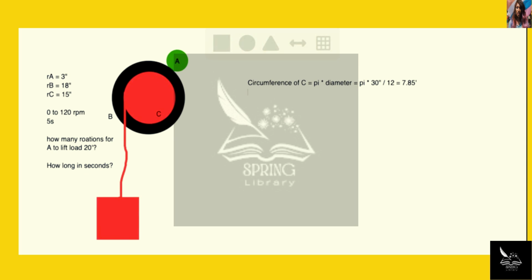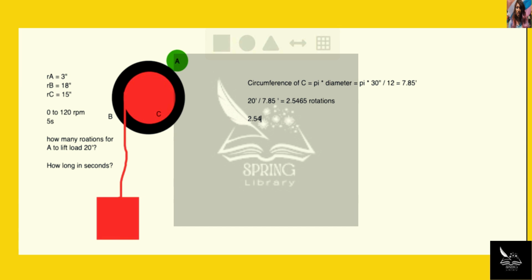How many rotations does C need to turn? Well, we take our 20 feet, we divide it by our circumference of 7.85 feet, and we get 2.5465 rotations. Now, that gets us to C. B is going to rotate the same as C, as they are connected in line on an axis, but we need to know how many rotations A turns.